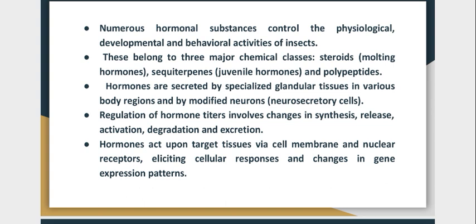Numerous hormonal substances control the physiological, developmental, and behavioral activities of insects. These belong to three major chemical classes: steroids like molting hormones, sesquiterpenoids or juvenile hormones, and polypeptides. Hormones are secreted by specialized glandular tissues in various body regions and by modified neurons like neurosecretory cells. Regulation of hormone titers involves changes in synthesis, release, activation, degradation, and excretion. Hormones act upon target tissues via cell membrane and nuclear receptors, eliciting cellular responses and changes in gene expression patterns.